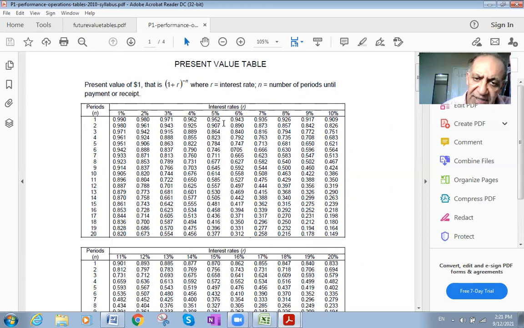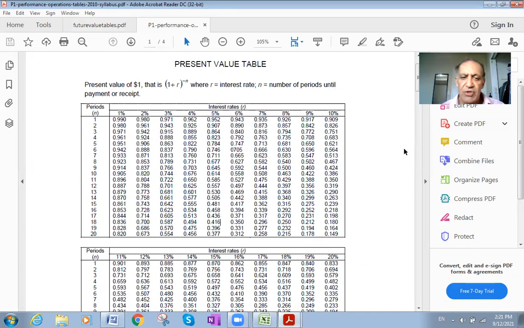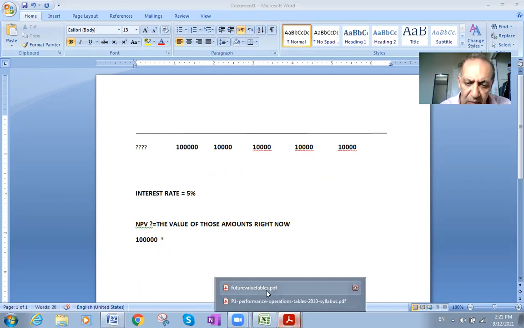If I say also the same with the same amount, 5%, the second year, it will be 0.907. Watch out that the numbers are decreasing when you go down. So you will take the amount, the 10,000 of the first year, and multiply it by 0.952. That's what we will do manually. So if we want to do it manually, the first amount times the present value which we saw in the table just now.